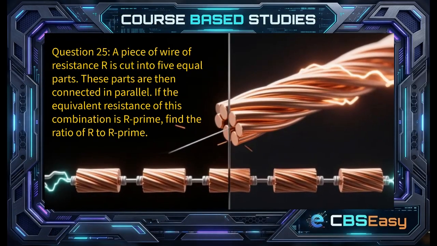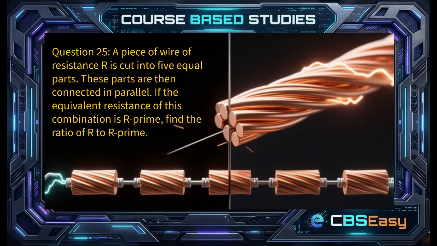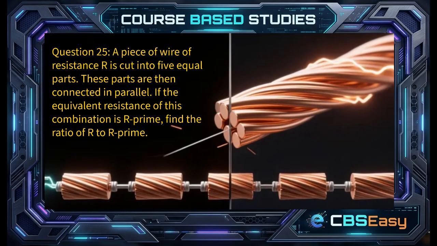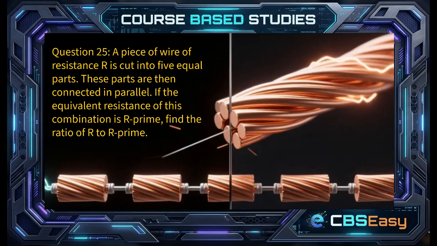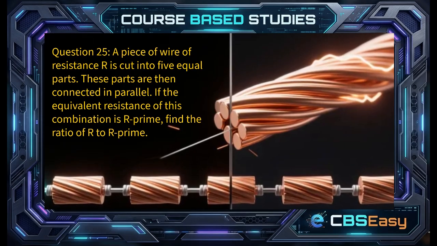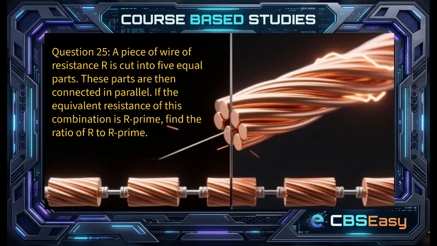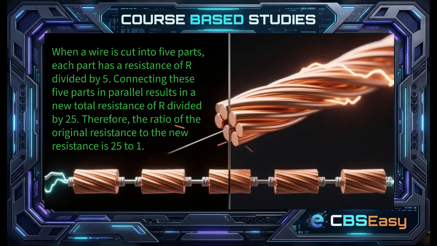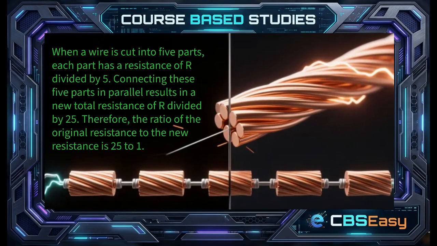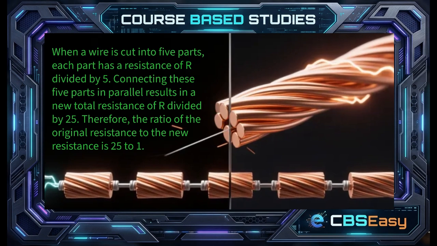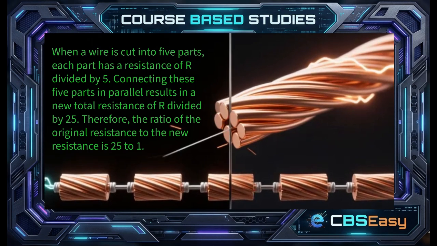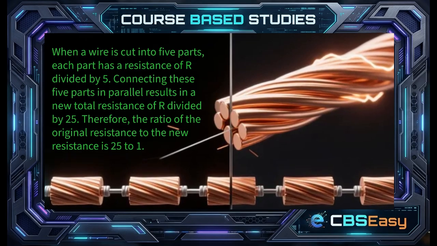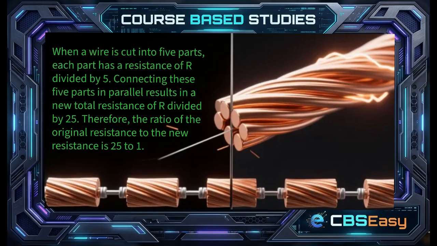Question 25. A piece of wire of resistance R is cut into 5 equal parts. These parts are then connected in parallel. If the equivalent resistance of this combination is R prime, find the ratio of R to R prime. Answer. When a wire is cut into 5 parts, each part has a resistance of R divided by 5. Connecting these 5 parts in parallel results in a new total resistance of R divided by 25. Therefore, the ratio of the original resistance to the new resistance is 25:1.